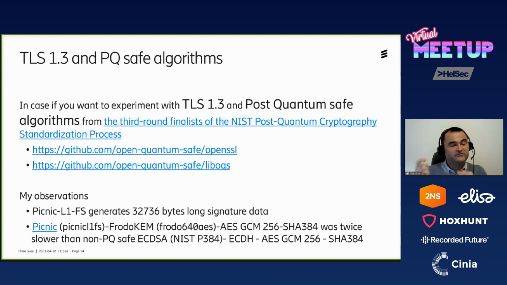AES-GCM 256, and SHA-384, etc. What I have seen is that, first of all, that particular variant of Picnic generates very large signatures, almost 32 kilobytes. But I haven't seen a big performance impact yet. Please keep in mind that these are probably reference implementations. If they are improved, they will probably be reasonably acceptable in my opinion. Anyway, I just wanted to mention this information in case you want to have a look yourself later on. And I will share my slides, by the way.